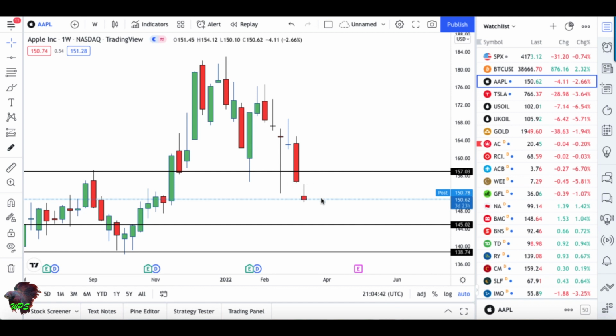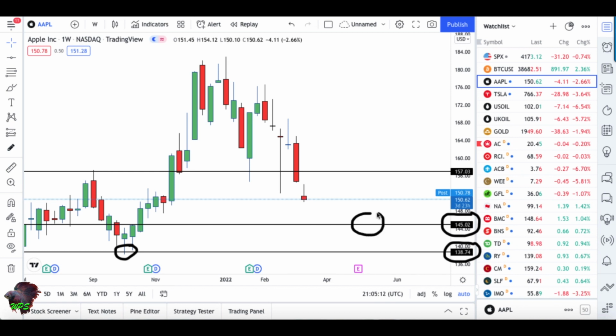And now the market is heading, and where is it heading? Heading to the next level. Next level or next support will be 145.02. If the market closes below that level, then we can expect the market to bounce off 138.74, which is our previous and the last higher low, okay? So two buying points or two buying levels to look into in order to buy into this market again, okay?